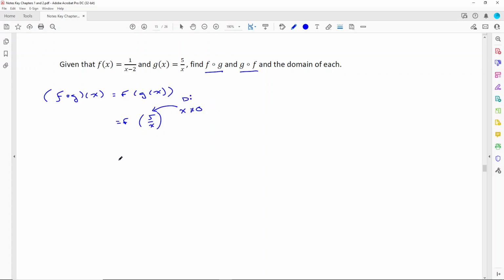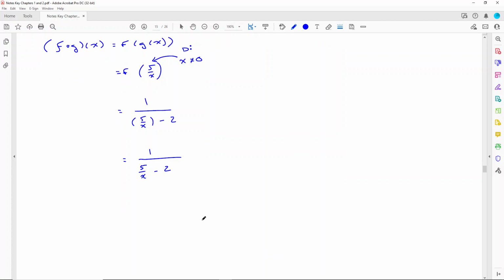Okay, so this is my domain here and it's sticking. Then I'm going to do my composition of functions. So I'm going to take my 1 over x minus 2, which is my f of x equation, and in for x, I'm going to put 5 over x. Okay, now I'm going to simplify. Now this is something that you might not have done since Math 50, or if you didn't take Math 50, you might not have done it for a while. But how do I deal with what is called a complex or compound fraction? In other words, a fraction inside of a fraction.